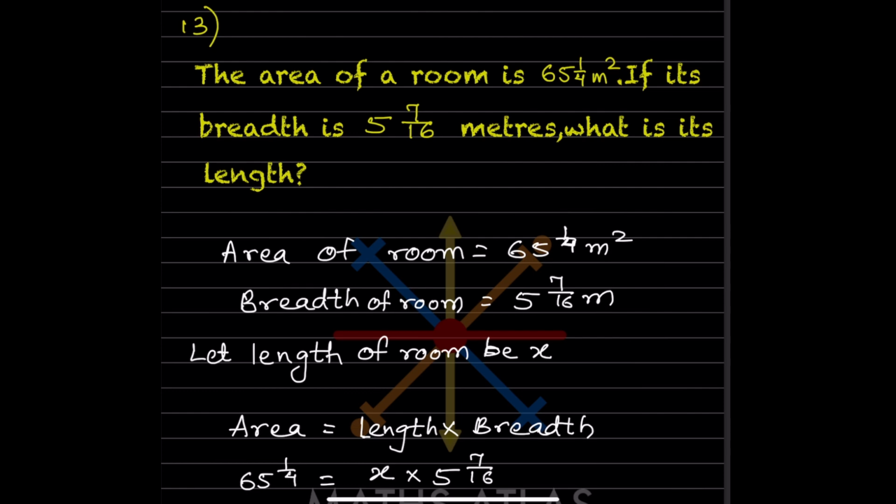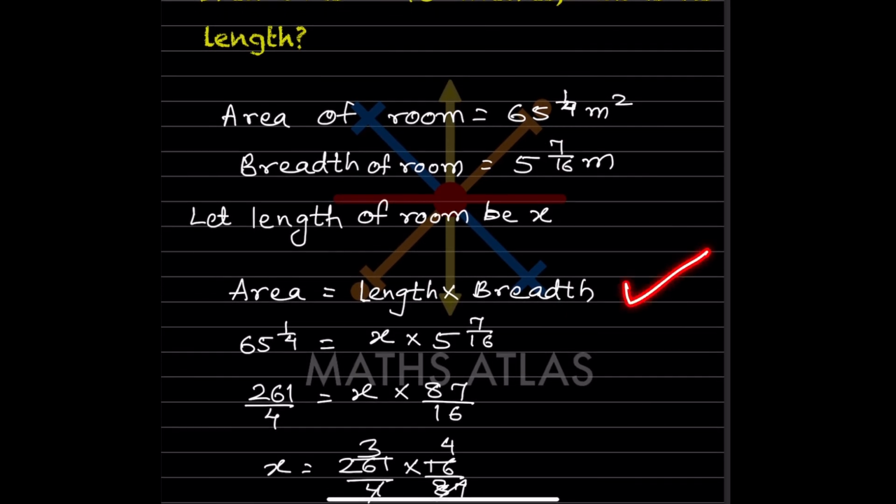So let us consider the length as x. This is the area of a room. The dimensions are different, the length and the breadth are different, so we can consider this as a rectangle. You know the area of a rectangle is length into breadth. Here the area is given, so we write the formula: area is equal to length into breadth. The area is given, that is 65 1/4. The length we don't know, and we have considered it as x, and the breadth is given as 5 7/16.